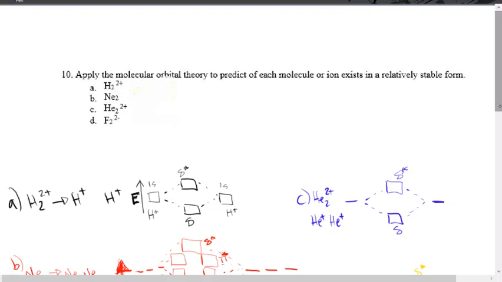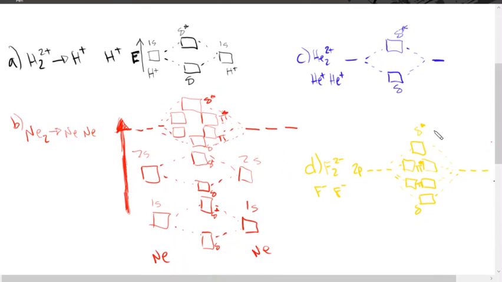Okay, apply the molecular orbital theory to predict if each molecule or ion exists. I'm guessing that should be if each molecule or ion exists in a relatively stable form. So we'll start with A. I already drew out the diagram.